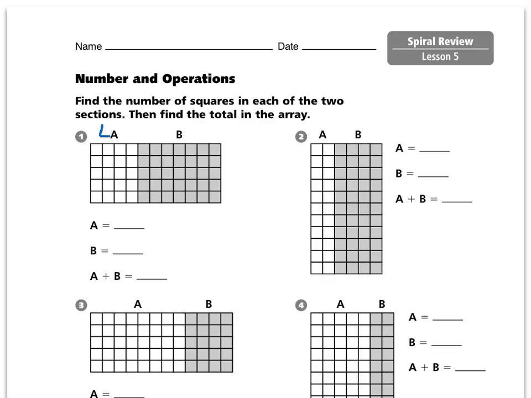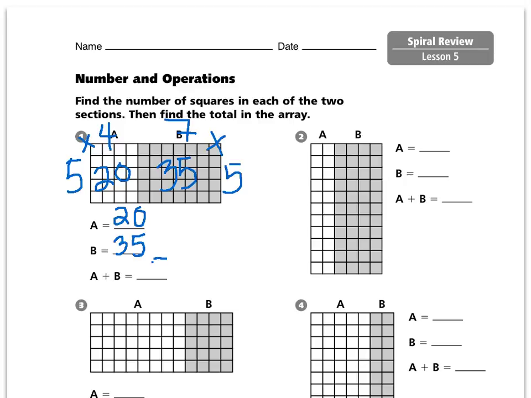For letter A, I have a 4 by 5, and I know that 4 times 5 is going to be 20. For letter B, I have a 5 by 7, and I know that 5 times 7 is going to be 35. So I'm going to write the answers in, and then I'm going to take that information and add it together. Since I lined it up, I can do it right there.